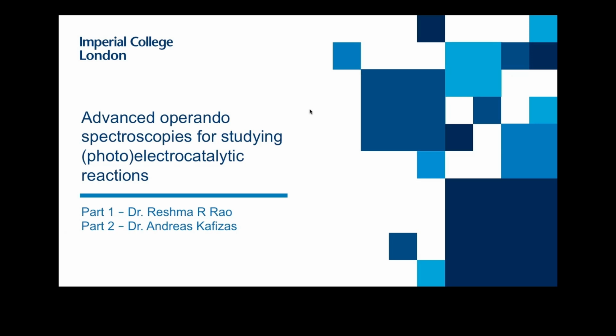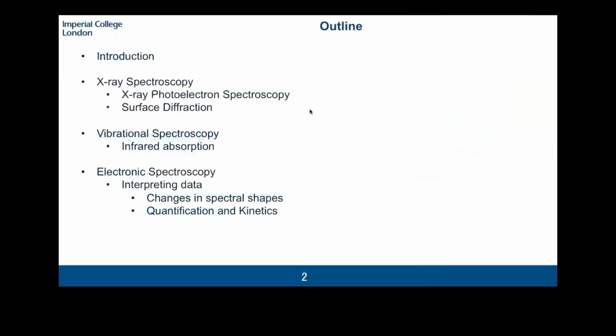Going to be talking about advanced operando spectroscopic techniques for electrocatalysts in the first half, and then Andreas is going to be looking at photoelectrocatalysts in the second half. So a brief outline is I'm going to go over some introduction very briefly, and then cover 3 different kinds of spectroscopy, starting with X-ray, vibrational, and then for the rest of today, we'll be looking at electronic spectroscopy. And I'll go over some basic principles and then focus on mostly examples.